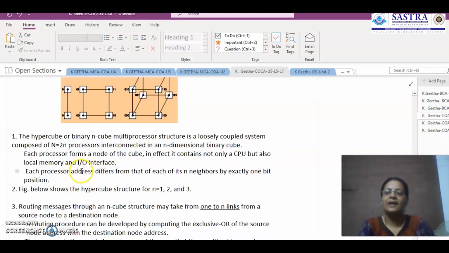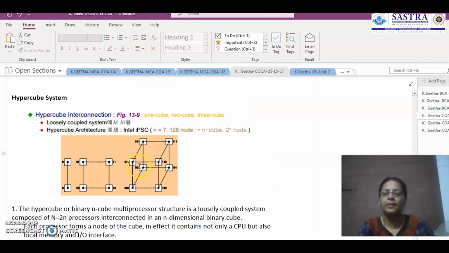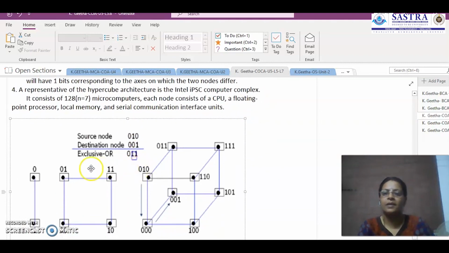Each processor address differs from that of each of its neighbors' addresses by exactly 1 bit position. That is an important point to be observed. I think in this diagram it will be clear if you observe one node with another node, each one will differ from the other only by 1 bit. If n equal to 1 it is going to be 0, and here it is 1. In this pattern, if you observe the neighboring nodes, see here the MSB is changed, whereas in these two the LSB is changed from 1 to 0. Again, in the bottom two nodes the MSB is changed from 0 to 1, and in this one the LSB is changed from 1 to 0.